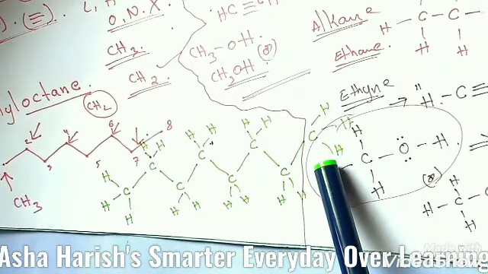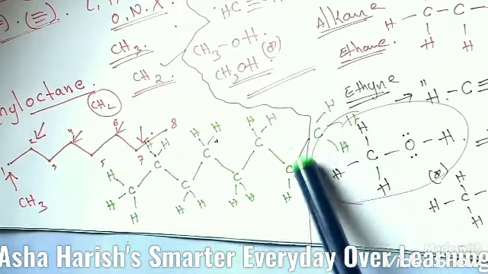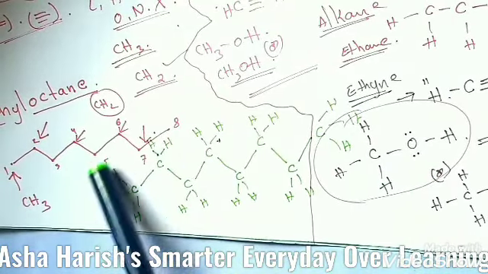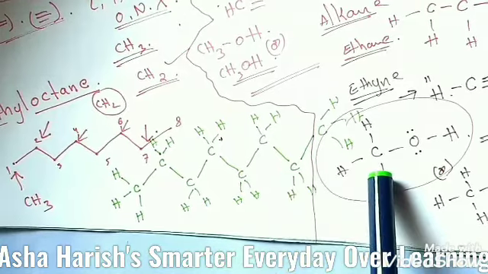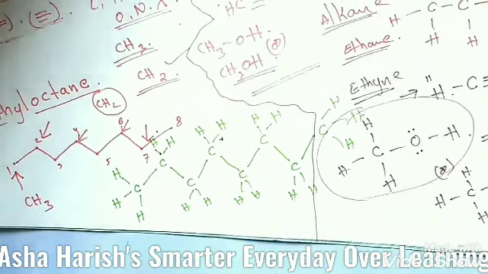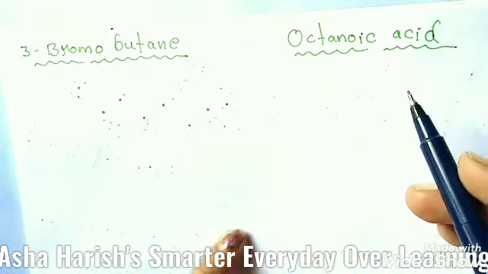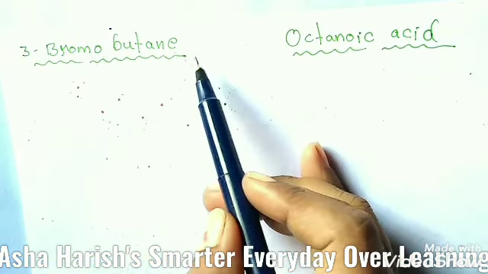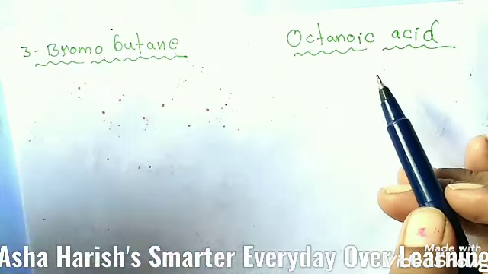Here only 2 methyl groups are located at the terminal positions, 1 CH3 here and in this corner 1 CH3. So this is known as 2-methyl octane. This is one alkane group, 2-methyl octane. Let's go for the next example. Likewise, 3-bromobutane and octanoic acid may be represented like this respectively.